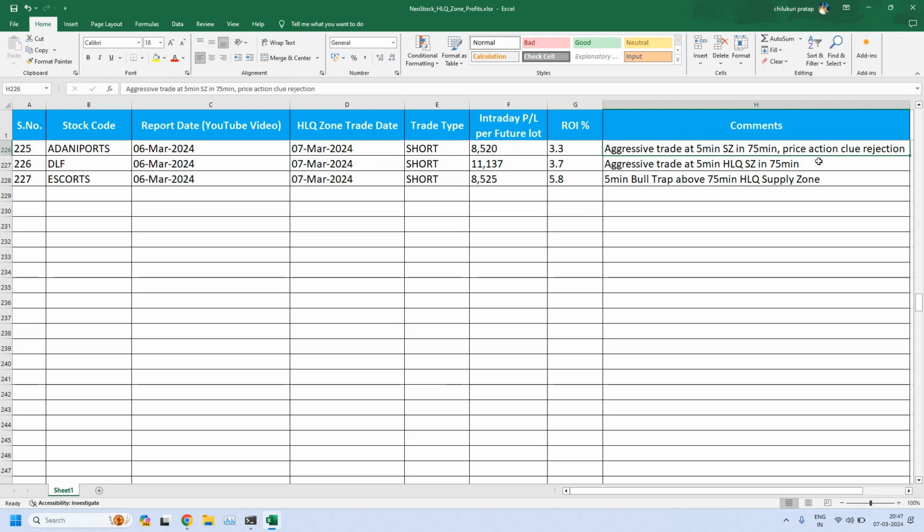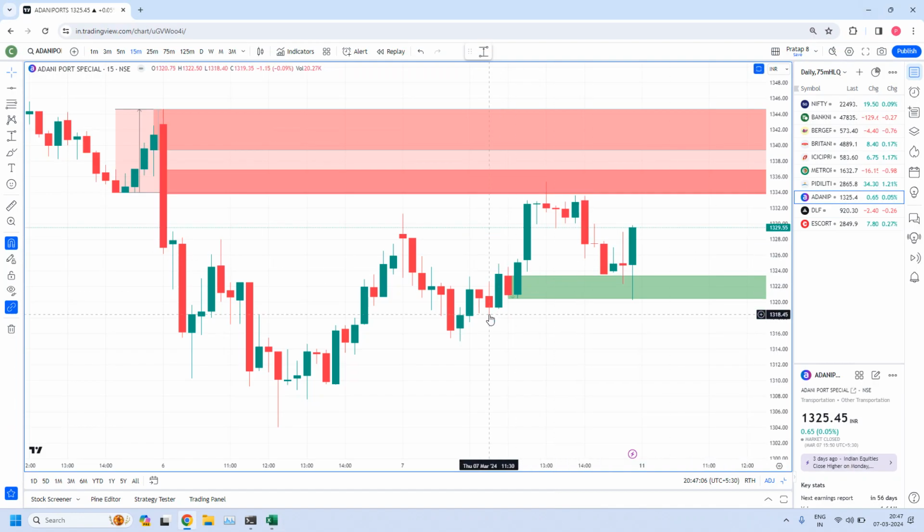Inside 75 minutes, the price action clue is rejection. Aggressive trades, you have to take only based on the price action clues. Otherwise you should not take aggressive trades. Aggressive trade means you bypass its higher time frame zone and you draw the zone inside the high liquidity zone. High liquidity is 75, but you bypass the 15-minute zone and directly draw the 5-minute zone. Such kinds of trades are called aggressive trades. Those trades you can accept only when there are strong price action clues earlier. Otherwise, you should not go for aggressive trades. Always remember.